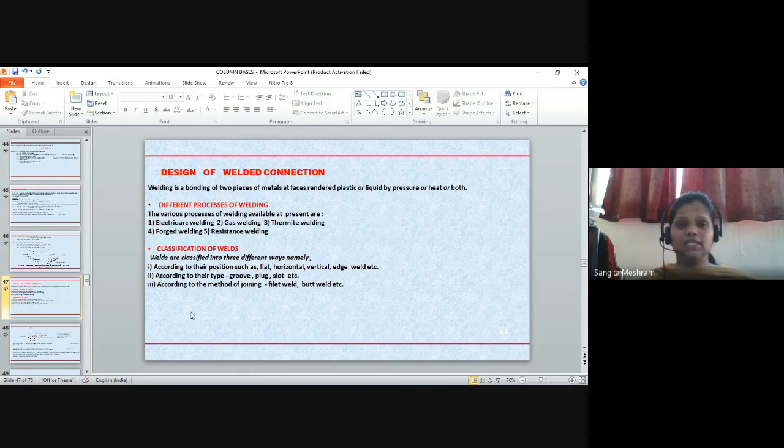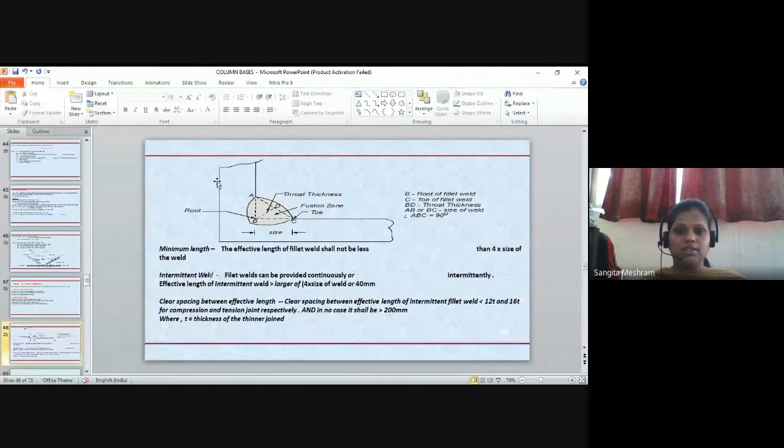Okay, then there are different classifications of welds. So it is according to their position: flat, horizontal, vertical. Then according to type, it is groove weld, plug, or slot weld. Then according to the method of joining, okay, join जो method आप use कर रहे हैं, according to that it may be fillet weld or butt weld. Okay, so these are the classifications of welds.